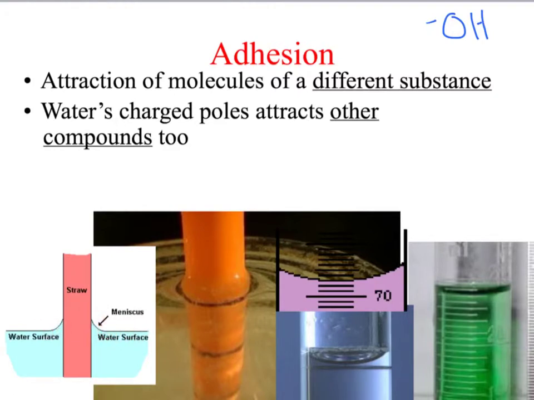You've probably all experienced meniscuses. In middle school, you were taught how to measure using a graduated cylinder, and you measure the bottom of it. The reason it creates this meniscus, or this round shape along the outside of the straw, is because water is attracted to the straw. It's attracted to the sides of the glass, and that's responsible for adhesion, attraction of molecules of a different substance sticking to water. If you're keeping track of vocabulary words, adhesion would be another one you should highlight.